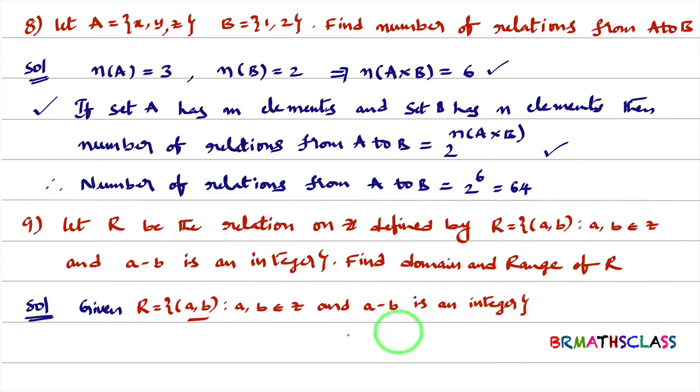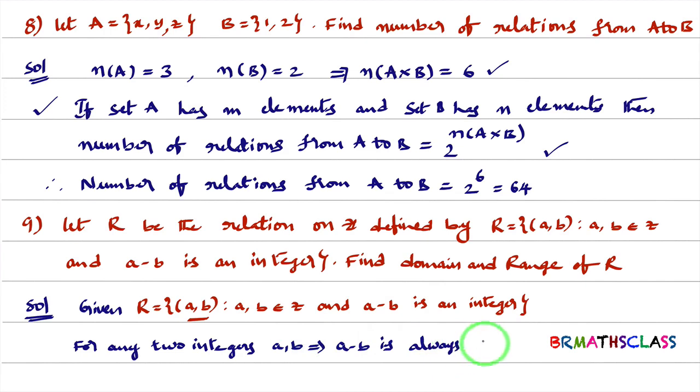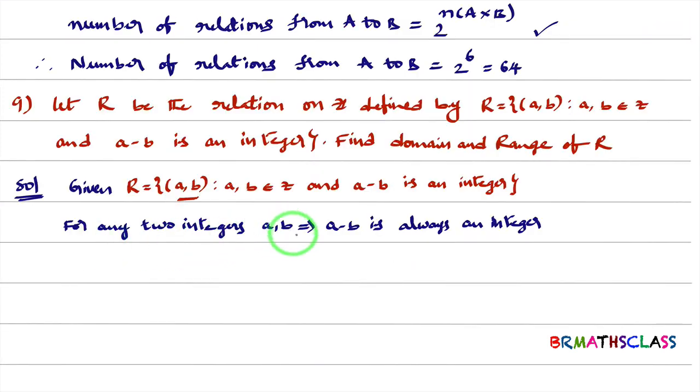Here, one point you need to understand. For any two integers a comma b, a minus b is always an integer. You can check this with an example. When a and b are two integers, a minus b is always an integer. You observe, you take any two integers. For example, 3 I will take, 5 I will take. 3 minus 5 is what? 3 minus 5 is minus 2. Minus 2 is an integer. Like that, you take any two integers and subtract, again you will get an integer.